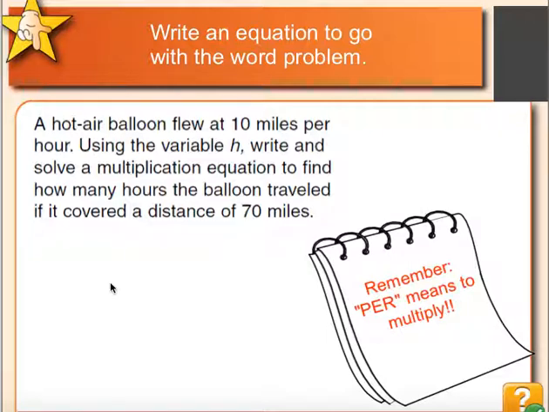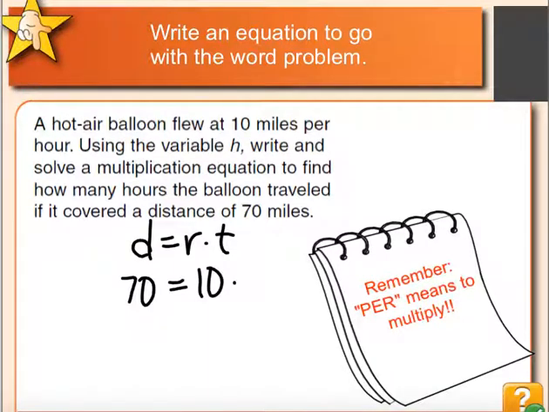Well, we have our original equation that we know, that is distance equals rate times time. We can input what we know. The distance is 70 miles. The rate is 10 miles an hour, but unfortunately we don't know the time, and we're putting it as h hours, which we can then solve by dividing by 10 to get that h is 7. So we know that it traveled for 7 hours.